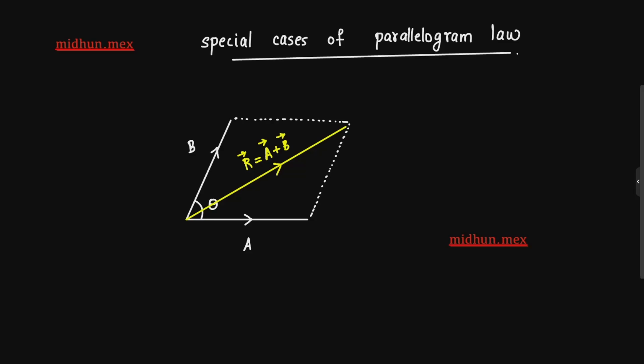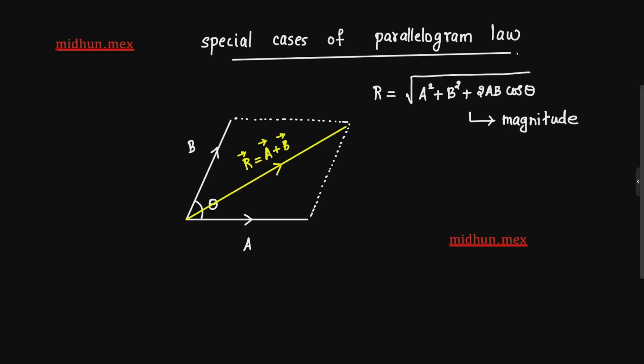So if I try to add vector A plus vector B, then the resultant R has a formula. We know the magnitude of resultant R, as I told you last class, is root of A square plus B square plus 2AB cos theta, and this value will give you the magnitude of the vector. A vector has a magnitude as well as a direction.